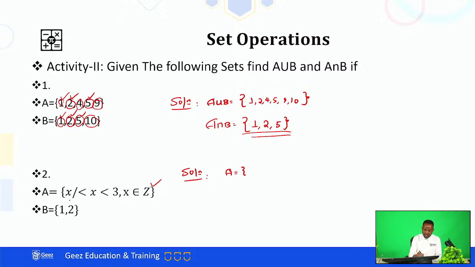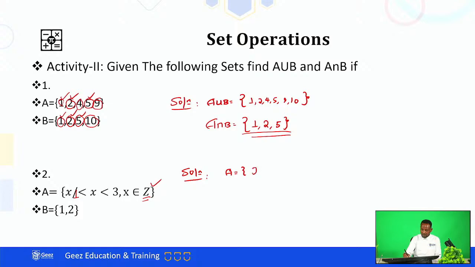The set of all x such that x is in between 1 and 3. You consider elements of integers in between 1 and 3. So what do you regard the elements over here? Because x belongs to Z, the set of integers.